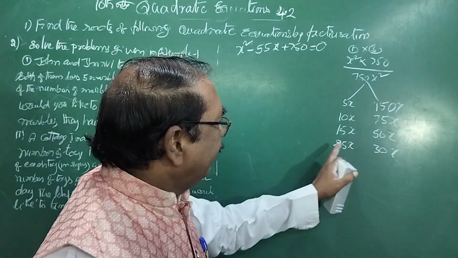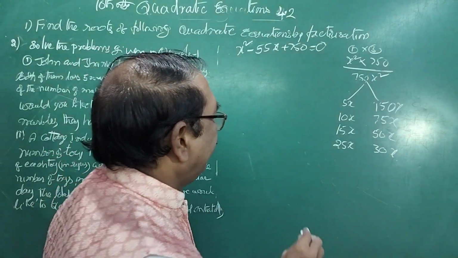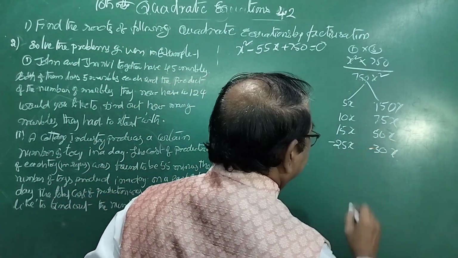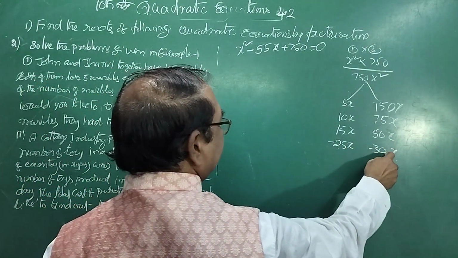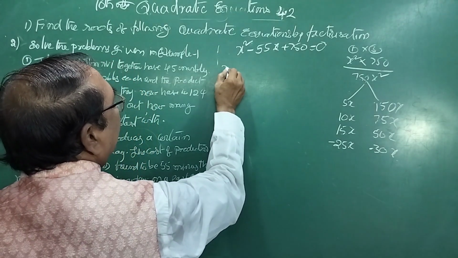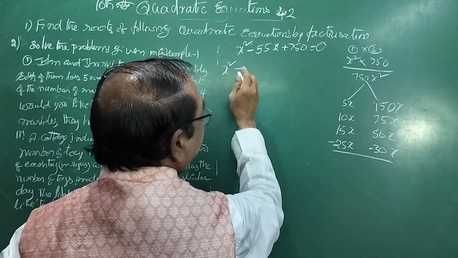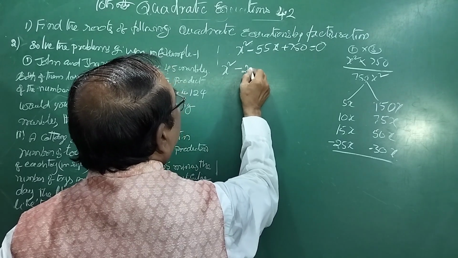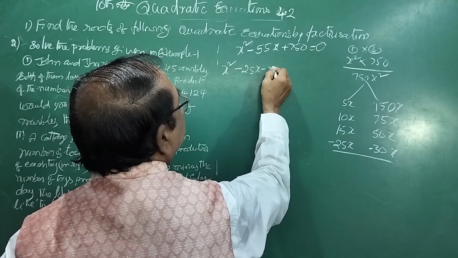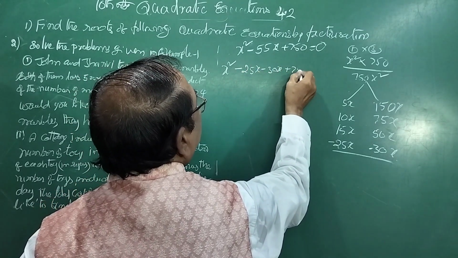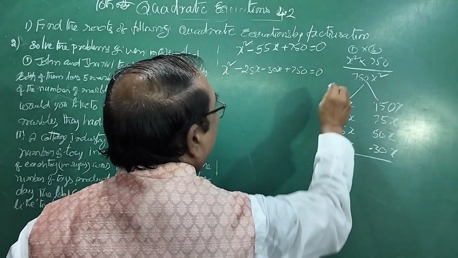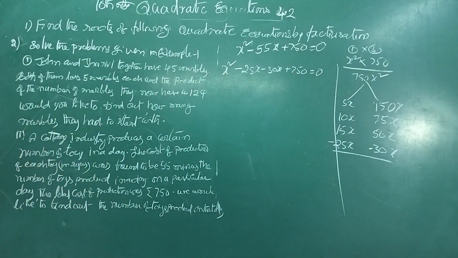What is plus 55? No, minus 55. That means both must be minuses. Minus 25, minus 30, minus 55. Now let us write x square, instead of it, minus 25x minus 30x plus 750 is equal to 0. Yes, right.